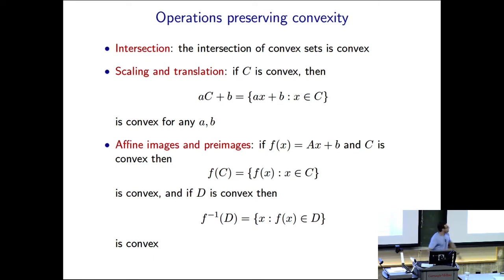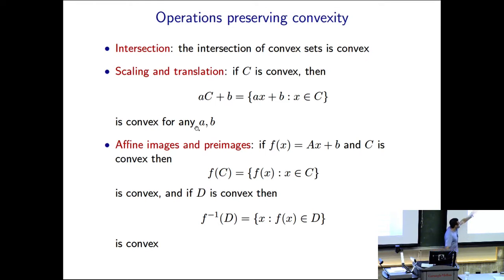So the intersection of two convex sets is convex. Something you can prove right from the definition. If you scale and/or translate a set, then it's convex. So this means multiplying every element in the set by a scalar, or adding every element in the set to a vector. So if I write A times the set C plus b, I mean the set of all Ax plus b for points x in the set C. That's convex if C was convex in the first place.